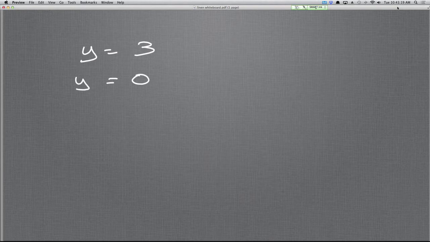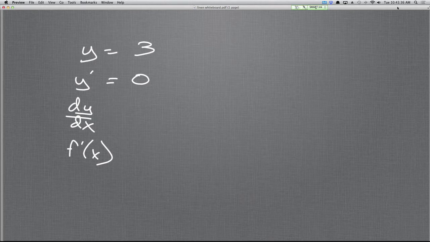If you'll notice, the way I have written the y, that is how we denote that we're talking about a derivative. That is pronounced y prime. You will also see it as dy dx. You can also see it as f prime of x. Those all stand for the derivative. So that's the constant rule. The derivative of a constant is 0.